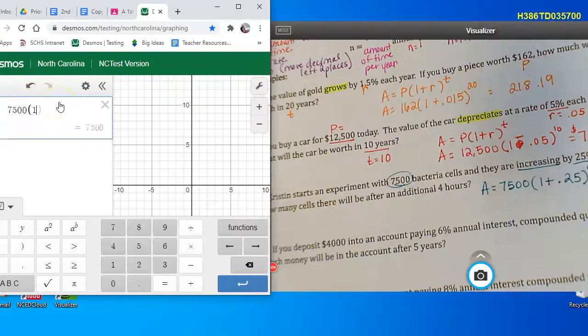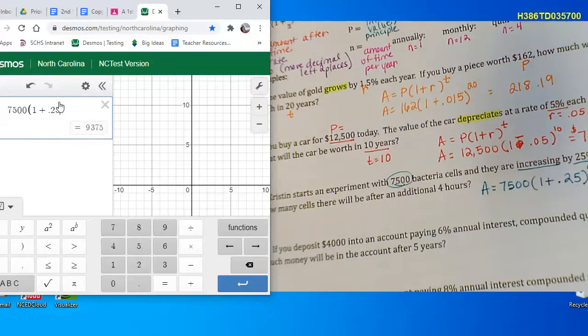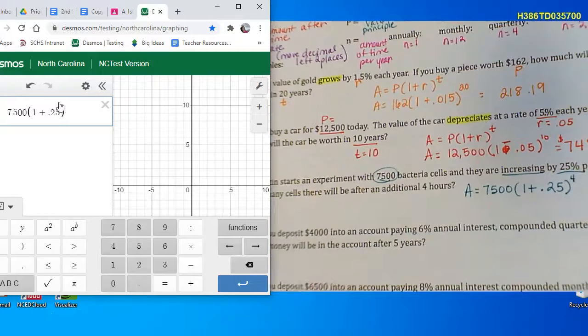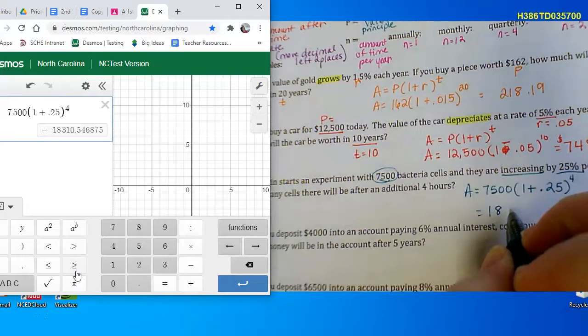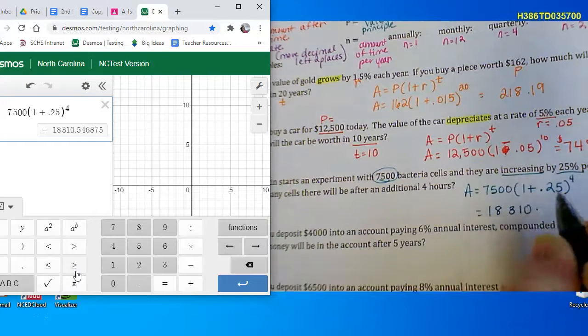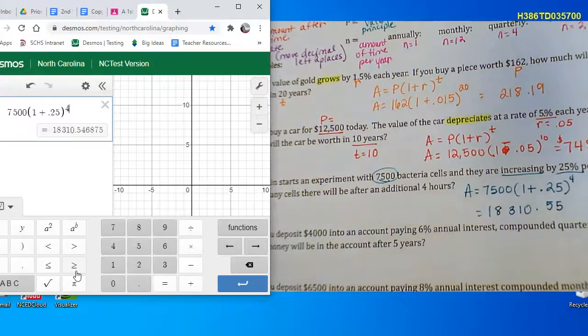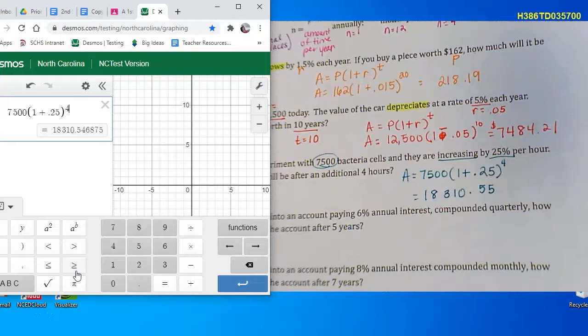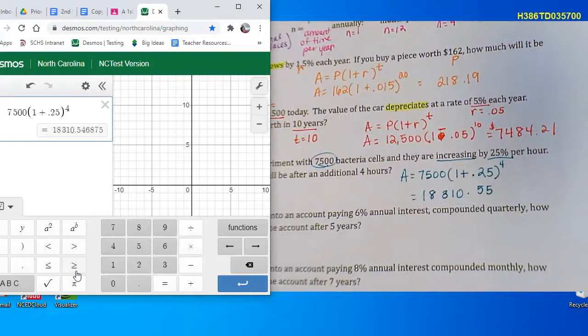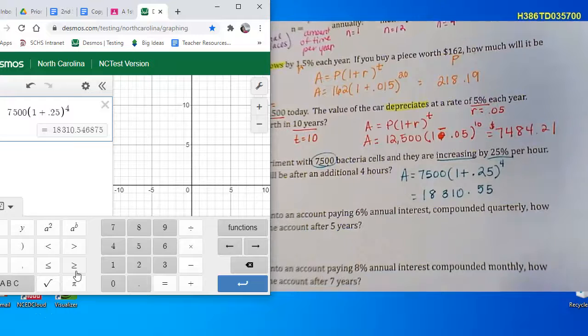7,500 times (1 plus 0.25) raised to the 4. And that's a whole lot of cells after 4 hours. I usually round it to 2 decimal places if you have a question about how much to round it to. I'm probably going to be pretty lenient about it as long as I can see your equation and know where you got it from.